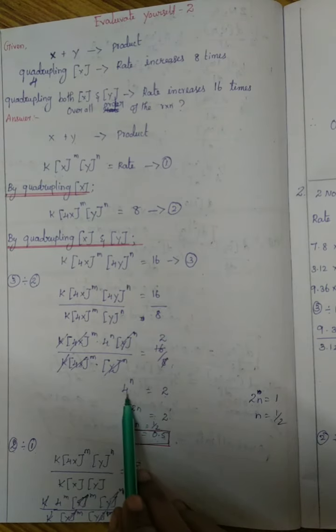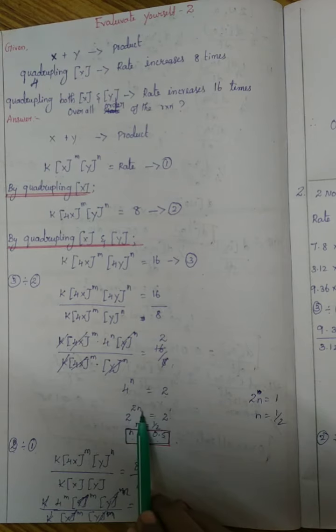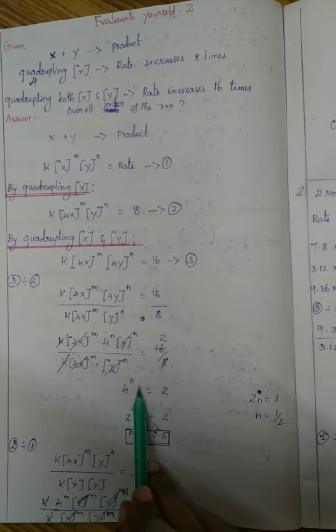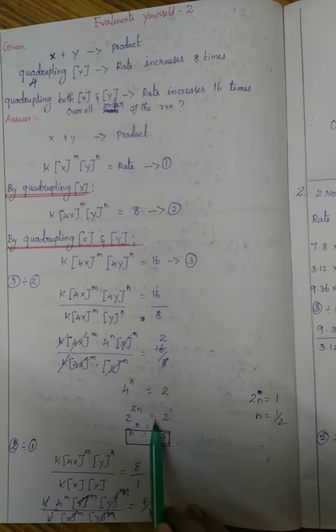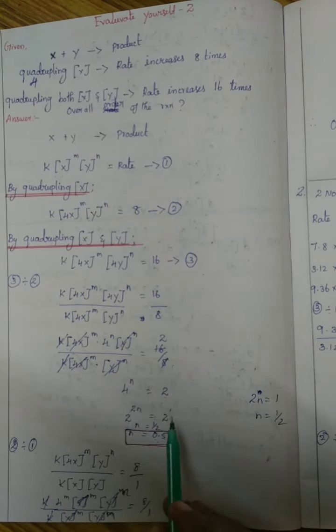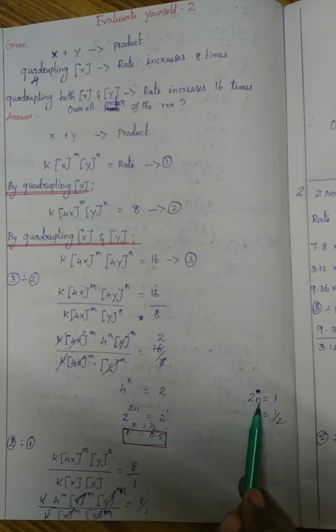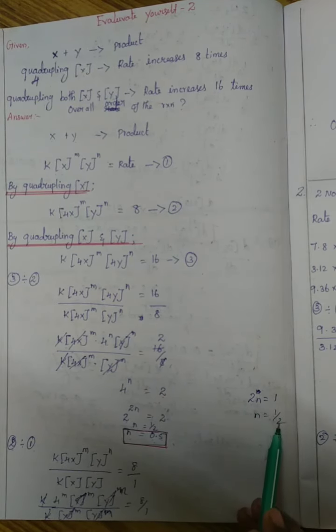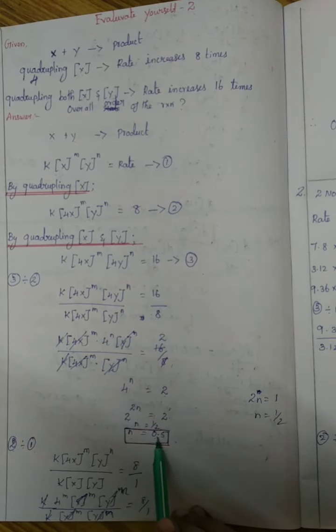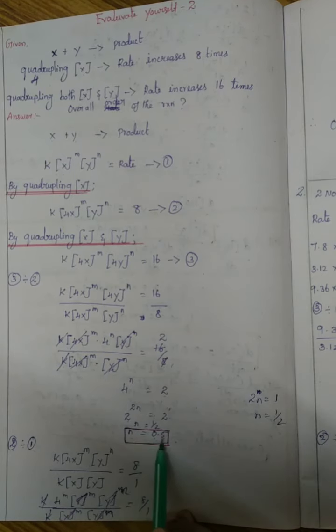To convert this base, this 4, into a 2, I can write it like that, 2 power 2. So 2 power 2, this n I will write here. So 2 power 2n, 4 power n is converted as 2 power 2n equal to 2. Now here in the power of 2, 1, we have to consider 1. So 2n equal to 1, n equal to 1 by 2. If I divide 1 by 2, I get the answer as 0.5. So the n value is 0.5.